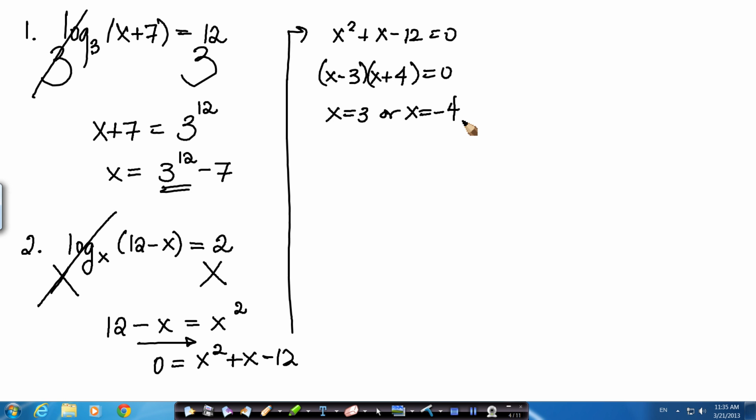Now, logarithmic functions you have to check, right? We have to make sure that neither one of these results in taking the log of a negative number. If I were to put 3 in there, I'd get 12 minus 3, positive. Log base 3 of 12 minus 3, no problem. The log base negative 4: well, we have 12 minus negative 4, that's a positive number. But for a base of negative 4, you really can't; the base has to be greater than 0. So this guy goes away. We're left with our only solution being x equals 3.